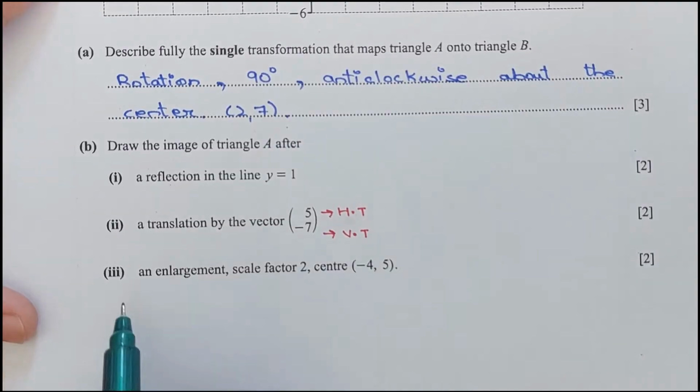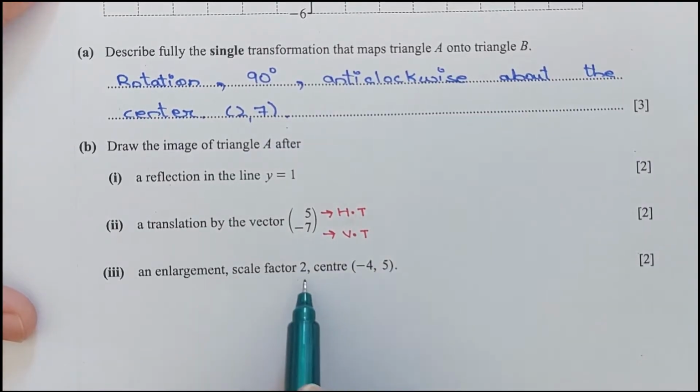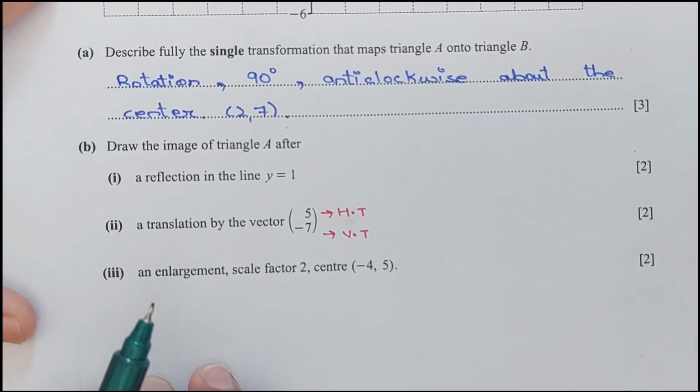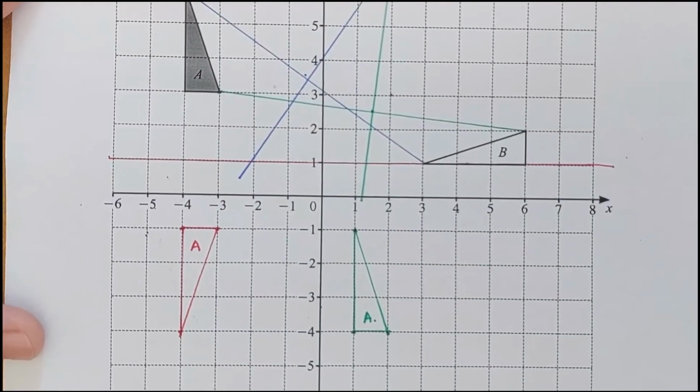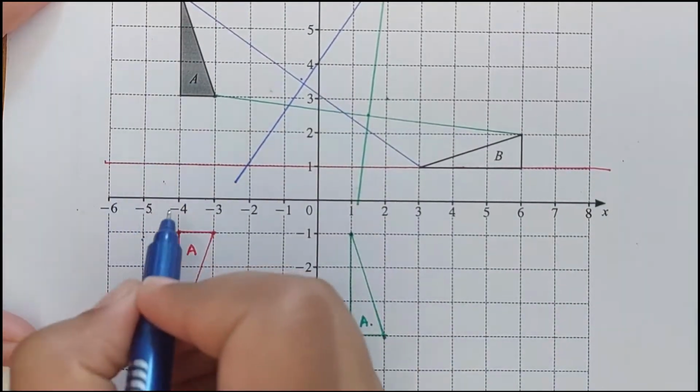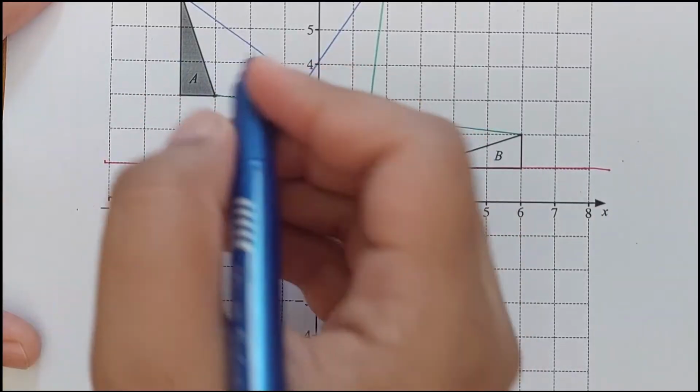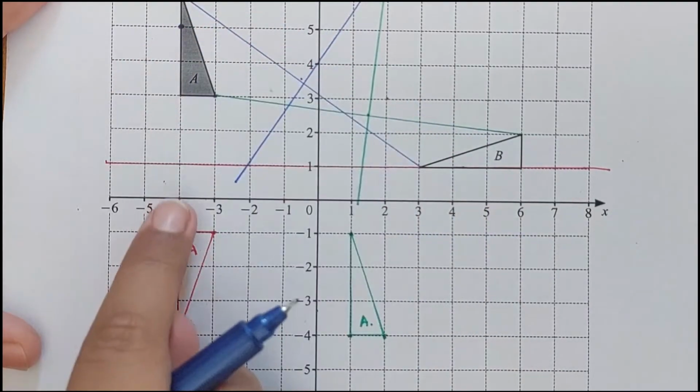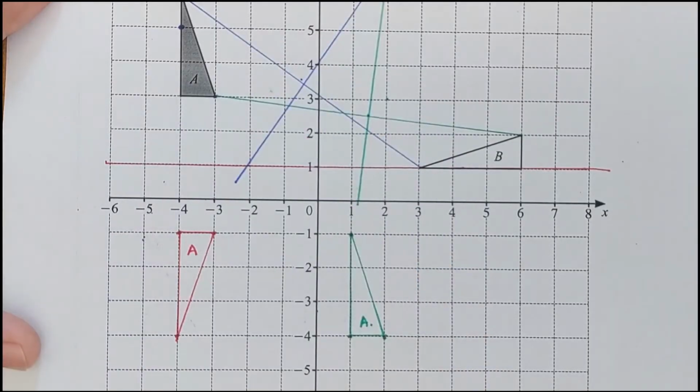Now the third part of B, an enlargement with a scale factor 2 and the center is (-4, 5). So the center is (-4, 5). Let me label the center. X is -4 and Y is 5. That is the center. We have to do the enlargement.